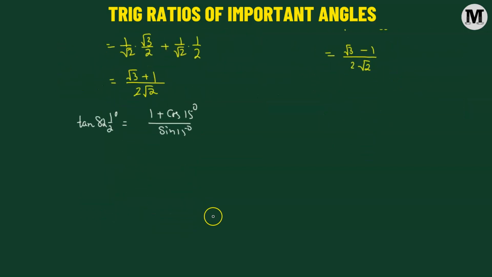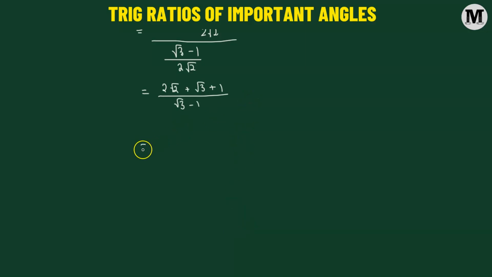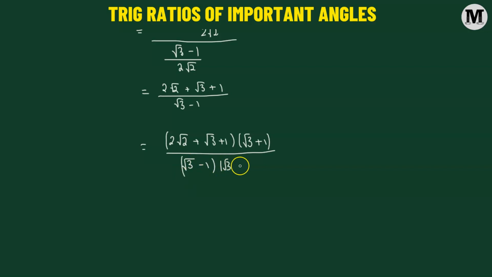We'll substitute the values. So 1 plus cosine 15 degrees will be square root of 3 plus 1 divided by 2 times square root of 2, and in the denominator we have sine 15 degrees, which will be square root of 3 minus 1 divided by 2 times square root of 2, and that's going to give us 2 times square root of 2 added to square root of 3 plus 1, and in the denominator we have square root of 3 minus 1. We'll try to rationalize the denominator. That means we will multiply the numerator, 2 times square root of 2 plus square root of 3 plus 1, with the conjugate of the denominator, which is square root of 3 added to 1. Similarly, we'll also multiply square root of 3 minus 1 with square root of 3 plus 1.